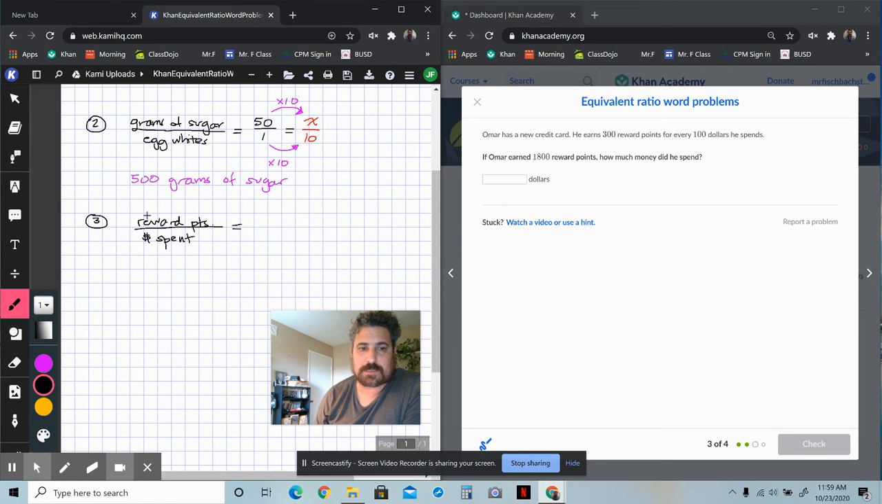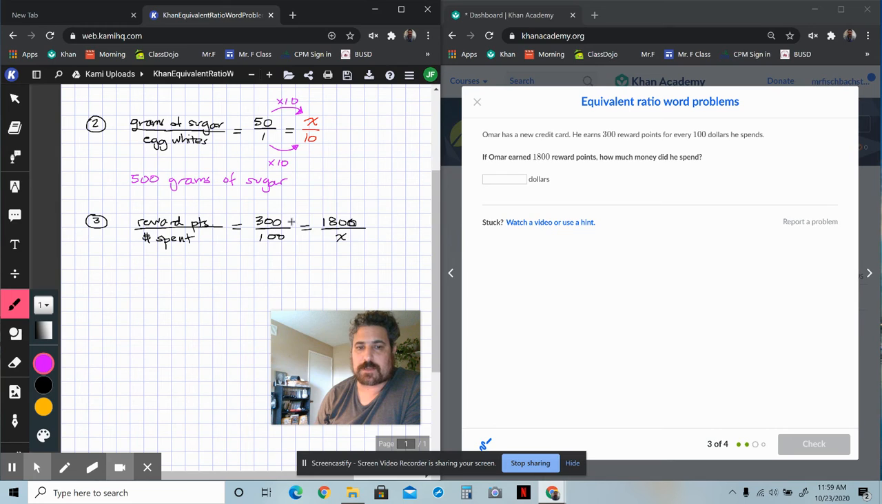And as long as you're consistent, reward points go on top, dollars spent go on bottom, you're going to be just fine. So it says he earned 300 reward points for every $100 spent, basically a 3-to-1 ratio, right? So it's just the reward points is 3 times the number of dollars spent. It's pretty simple. And so if Omar earned 1,800 reward points, how much money did he spend? Well, we're going to change the numerator to now 1,800, right? Because the reward points increased to 1,800, not 300. And the amount of money he spent is the unknown, the thing we're looking for.